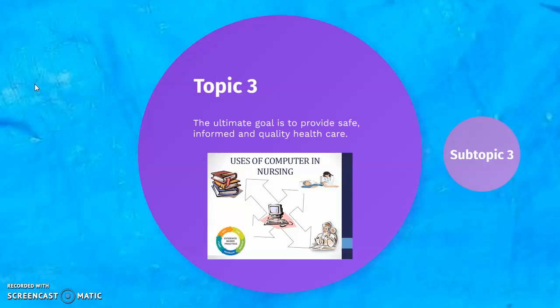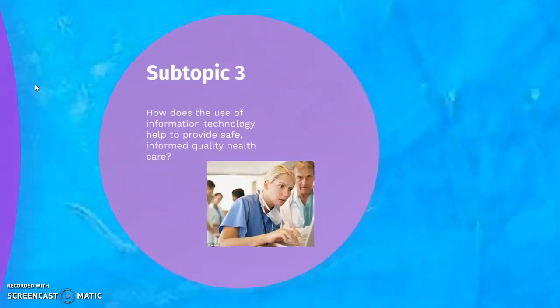The ultimate goal is to provide safe, informed, and quality health care. So how does this help? Data is gathered every day on every patient and then is incorporated and stored by the electronic health record. The use of the electronic health record can increase efficiency for the entire medical staff, and the chart can be accessed from many locations by all providers.